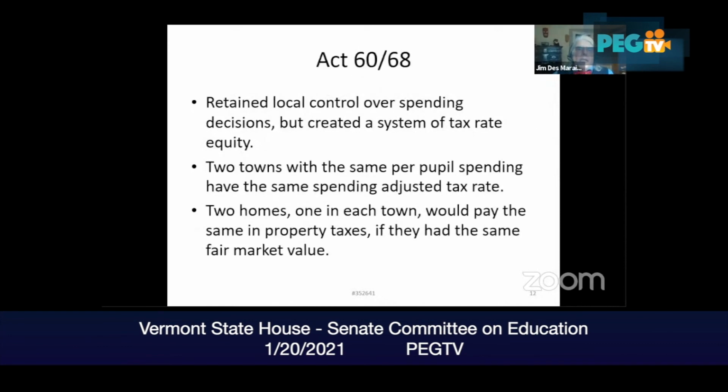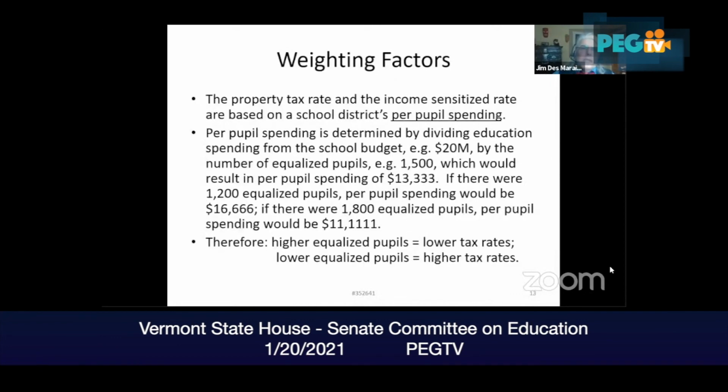Acts 60 and 68 retain local control over spending decisions, but create a system of tax rate equity. So, under Act 60, two towns with the same per pupil spending have the same spending adjusted tax rate, and two homes, one in each town, would pay the same property taxes if they had the same fair market value. And this leads into the weighting factors, because there are many parallels to what's happening in this space with what happened in Brigham.